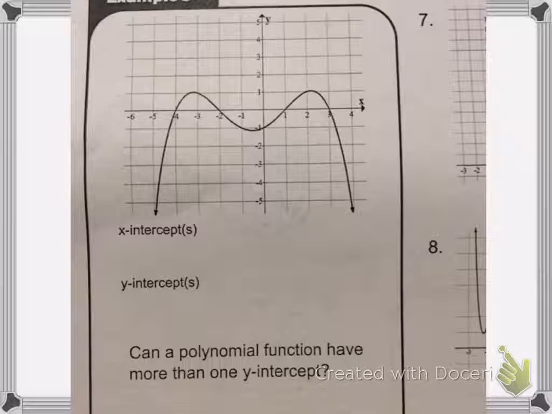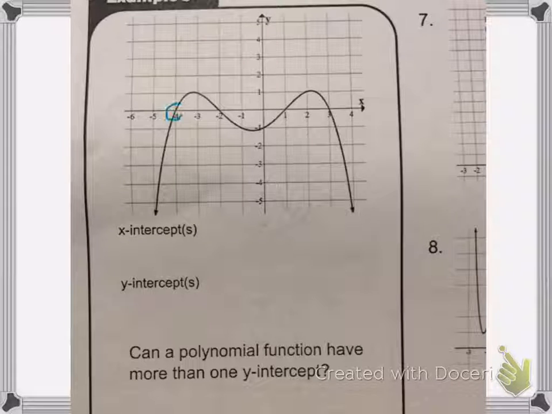All right, this next part asks me to find the x-intercepts and y-intercepts. And then it says, can it have more than one y-intercept if it's a function? Let's remember the function says that it has to pass the vertical line test, which is drawing a straight vertical line through any part of your graph and making sure that the vertical line only touches or crosses one time. So think about that as we do the x and y intercepts, and then we'll answer that question.